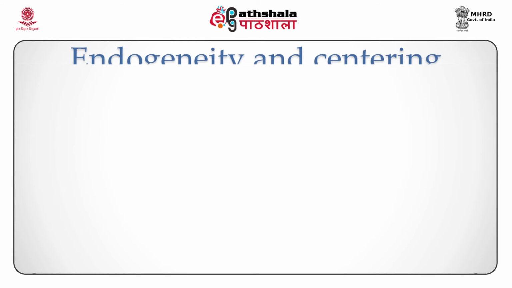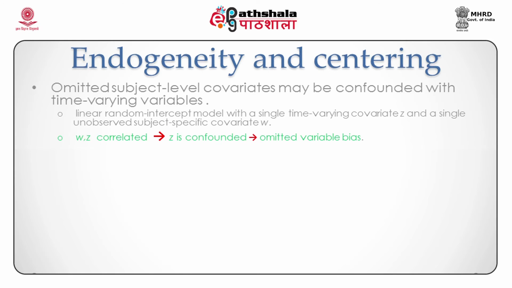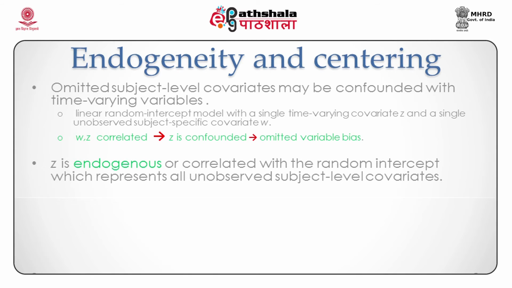Another comment is related to endogeneity and centering. Now, omitted subject level covariates may be confounded with time varying variables. For example, assume that we have a linear random intercept model where there is only a single time varying covariate Z and a single unobserved subject specific covariate W. Now, W and Z being correlated means that Z is confounded and hence we have omitted variable bias. Z is endogenous, or correlated with the random intercept, which represents all unobserved subject level covariates.